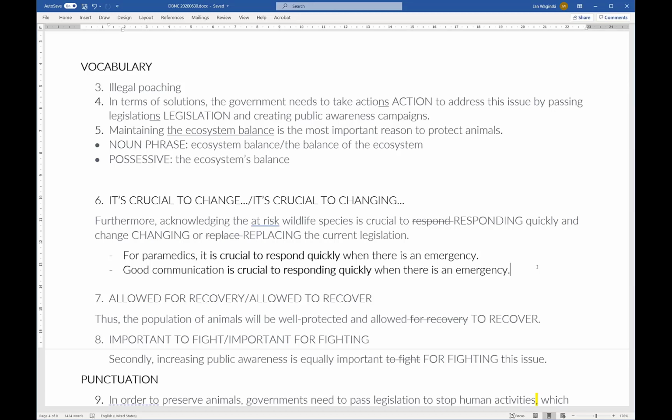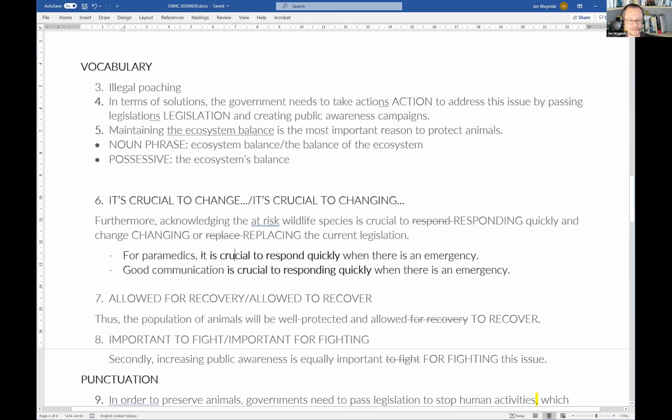And good communication is crucial to responding quickly when there is an emergency. Like good communication, responding quickly. I mean, when there is good communication, someone is conveying the message, but the recipient is not getting the message. Okay. You might be on the right track. I'm not too sure about the explanation though.